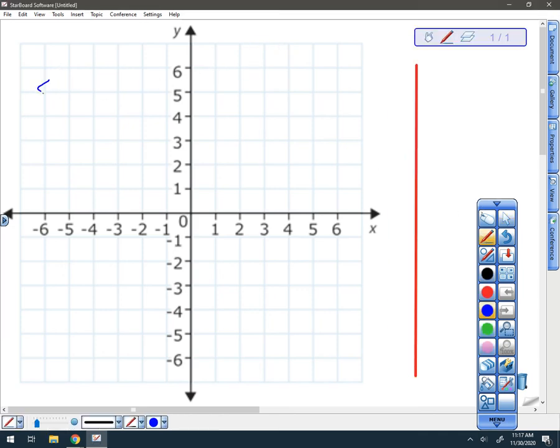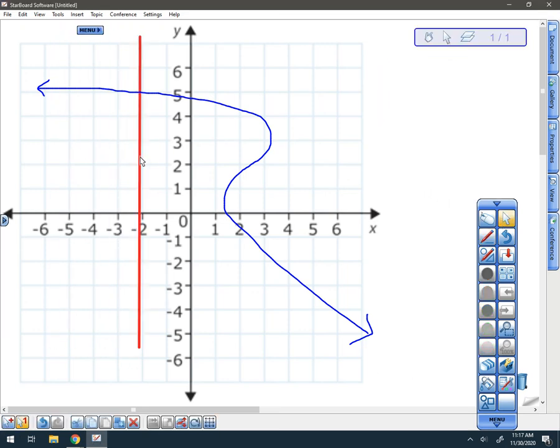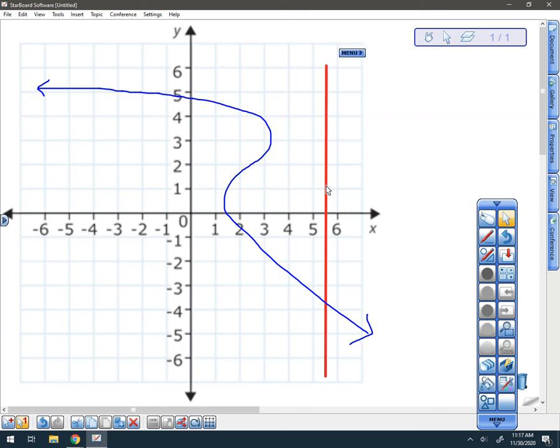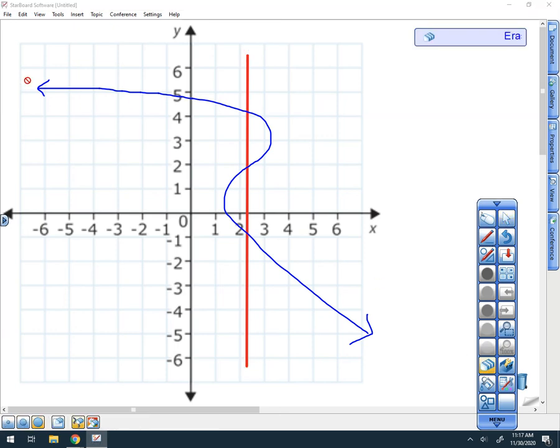So what if I drew that? Well, right here, it only hits it once, only hits it once, only hits it once. But if I draw it here, look, it hit it 3 times. So nope, not a function.